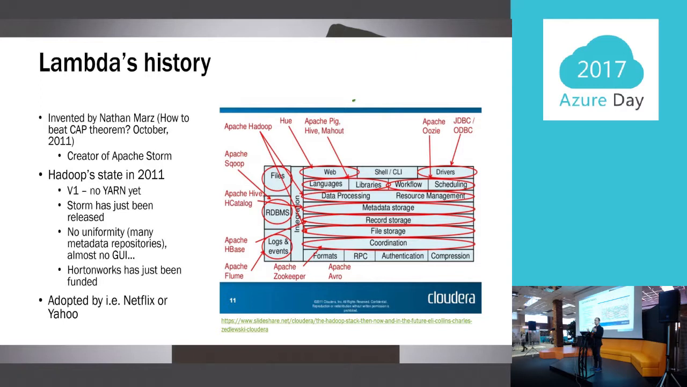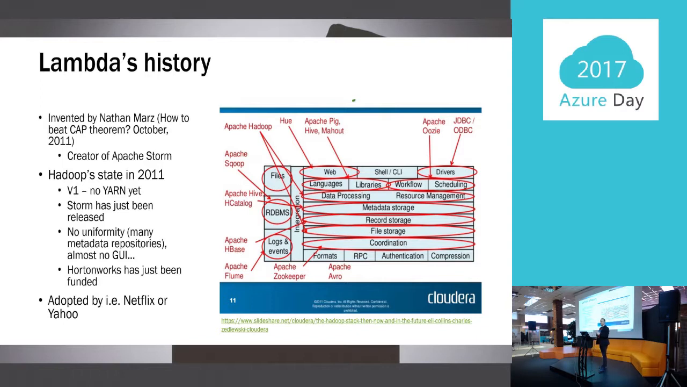If you look at what happened 6 years ago, or actually what the state of the IT business was, and to be specific, the Hadoop business, because we are all talking during this session about big data solutions, this was Hadoop version 1, right? You can see on this picture, I just found it on the internet, it's actually coming from a Cloudera conference. This was the stack of Hadoop in 2011. So V1, there was no YARN, no modern resource manager.